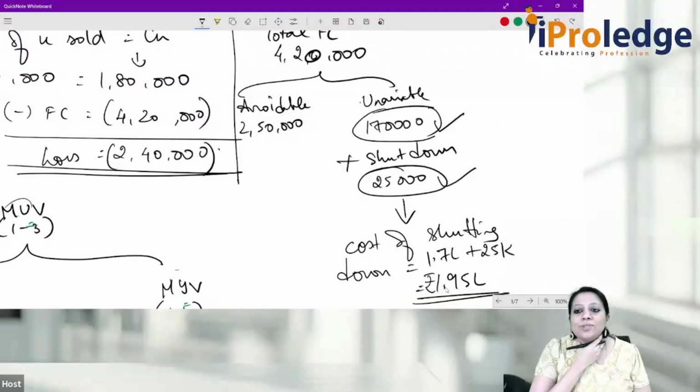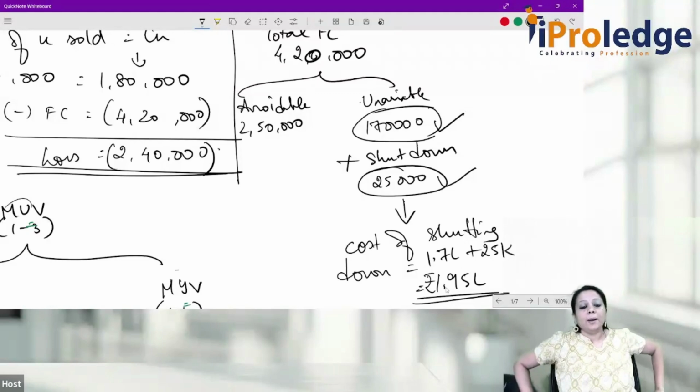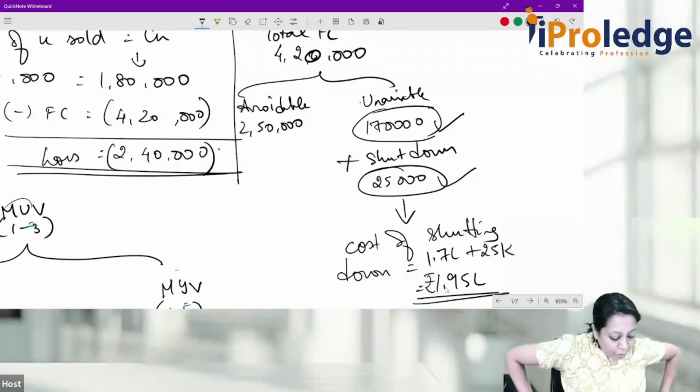My throat is gone for 4 days, so I'm not able to speak at all. So yes, please write down: it's better to shut down, because the cost of shutting down is 1,95,000, otherwise the loss is 2,40,000. So it's better to shut down.